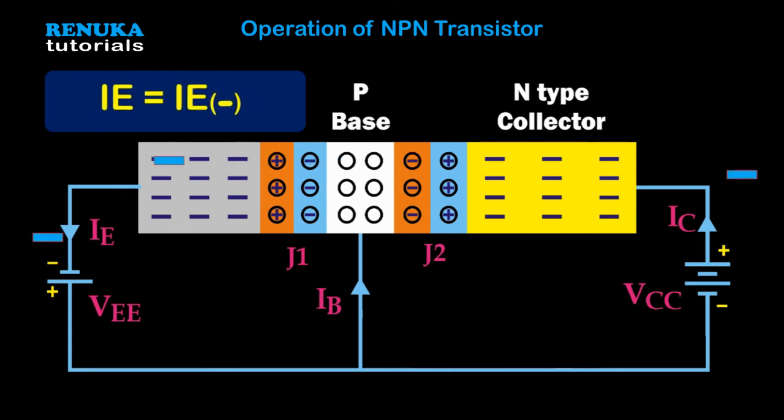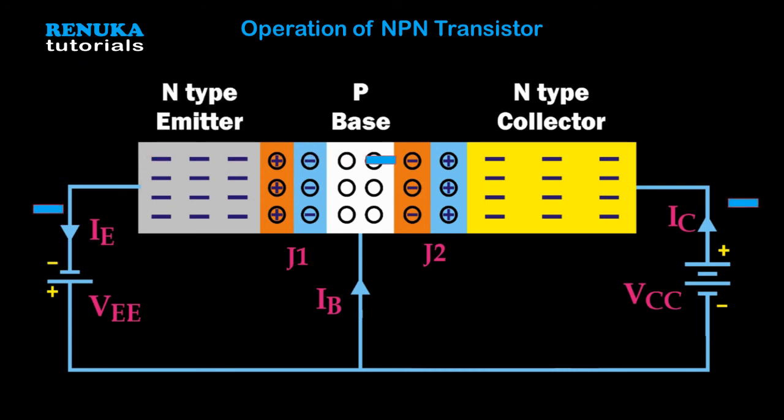So when the electrons from the emitter diffuse through the base, a few electrons recombine with the holes in the base. Since the base is lightly doped, this number is very less, and if we consider the emitter current as 100% of electrons, then near about 2% of electrons will recombine in the base. Now the remaining about 98% of electrons reach the depletion layer.